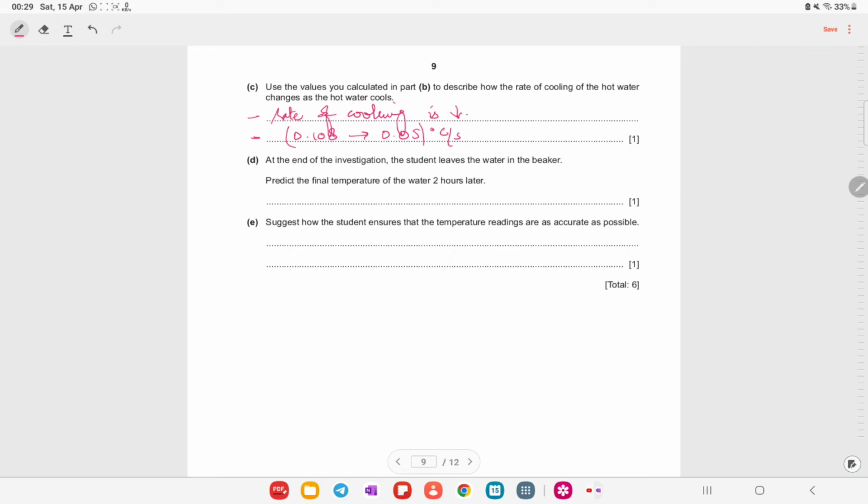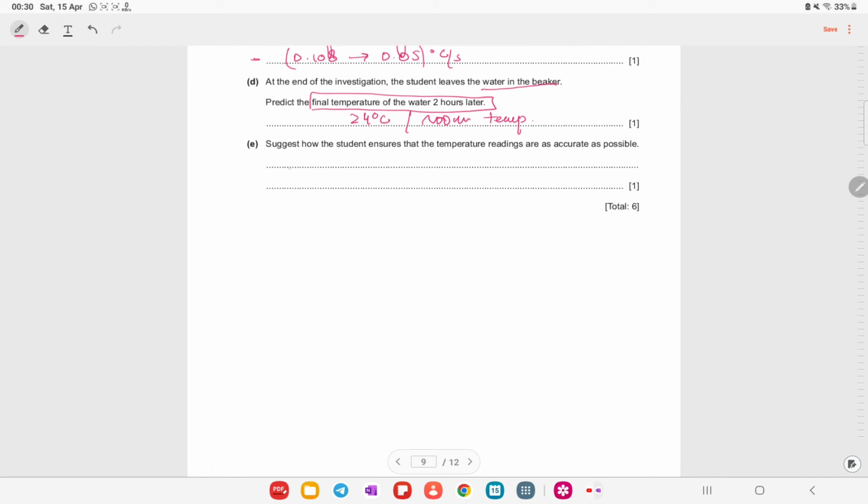At the end of the investigation, the student leaves the water in the beaker. Predict the final temperature after 2 hours. If you go back, you have seen that the room temperature was mentioned over there, so you can write down the room temperature, 24 degrees Celsius. So that was an easy question again. Suggest how the student ensures that the temperature readings are as accurate as possible. How are you going to get accurate readings? You can use a digital thermometer.